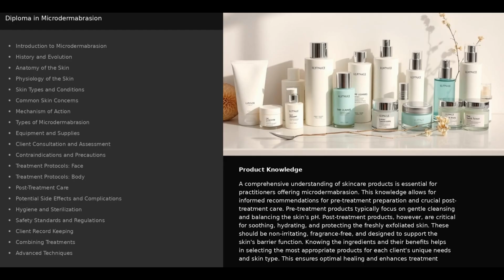These should be non-irritating, fragrance-free, and designed to support the skin's barrier function. Knowing the ingredients and their benefits helps in selecting the most appropriate products for each client's unique needs and skin type. This ensures optimal healing and enhances treatment outcomes.